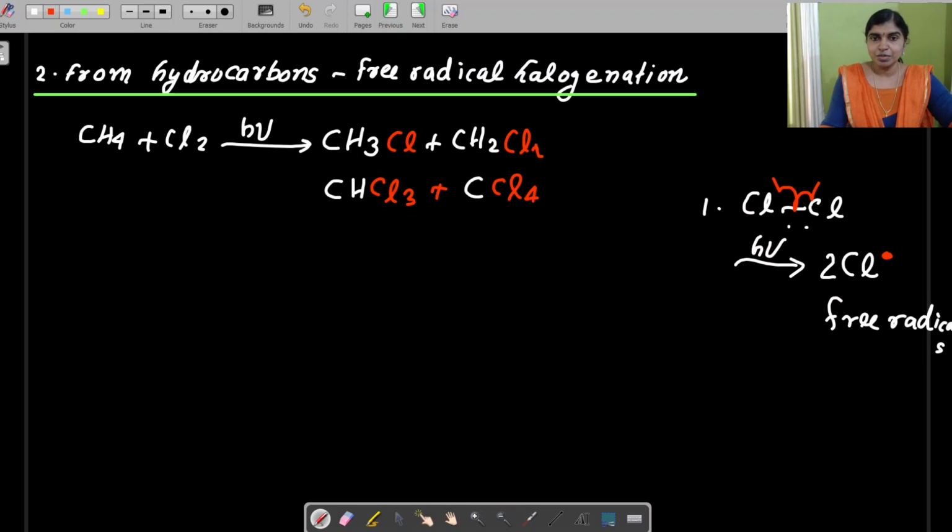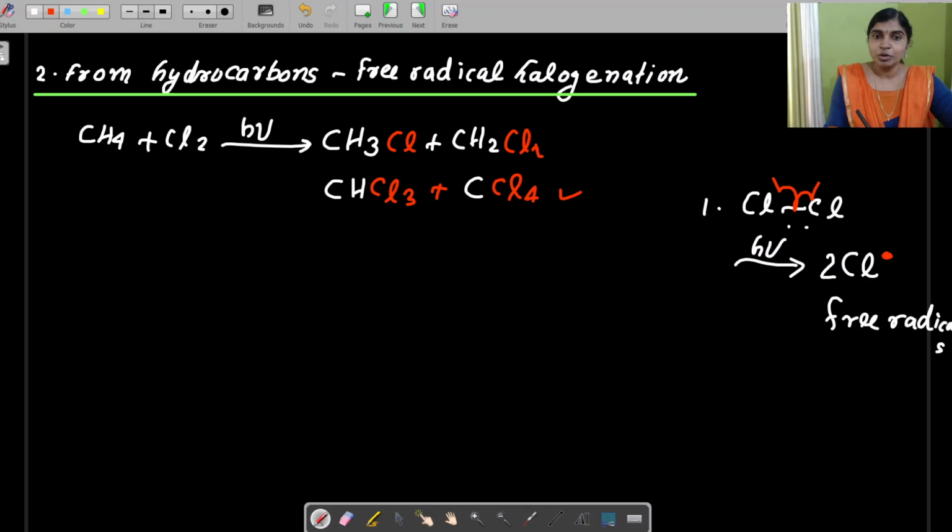So the first one is monochloromethane, the second one is dichloromethane, this is trichloromethane, and this is tetrachloromethane, isn't it? Four possibilities are there. If a compound contains only one halogen, that is a monohalogen derivative. If it contains two halogens, it is a dihalogen derivative, like that. And if a compound contains more than one, they are generally called polyhalogen compounds. So you'll get a mixture of compounds here.